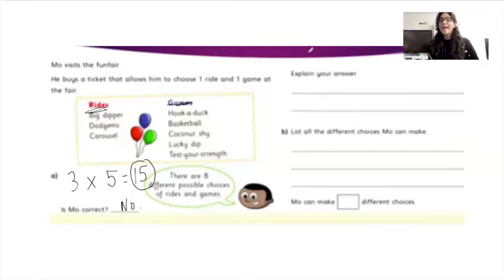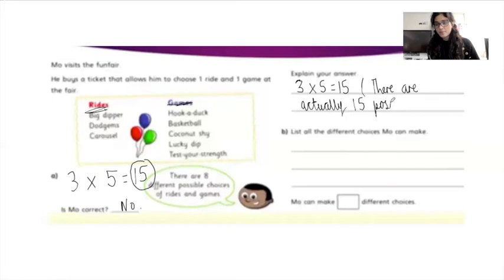He's not correct. And then if you were to explain your answer, you could put your working out into this section. Based on what we've written, I'll rewrite that onto the answer section here, and then you could write in brackets: there are actually 15 possible choices. So I hope that's making a bit more sense. It's just a case of looking at what Mo said and then disagreeing with him, because we have calculated that there aren't 8 possible choices, there are actually 15.